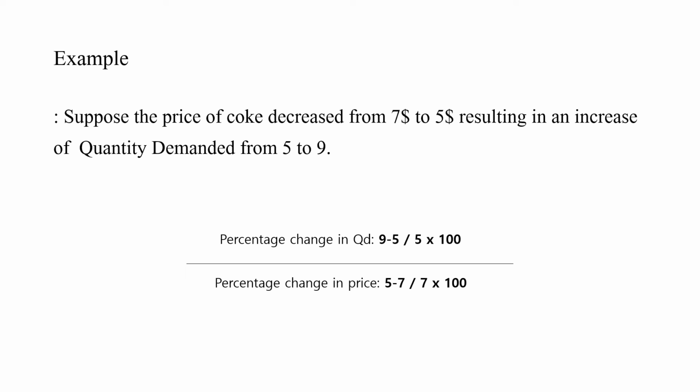We do the same thing for the percentage change in price. We subtract 7, which is the initial value, from 5, the later value, and divide that by 7, which is the initial value, and multiply that by 100, so we get the percentage. I hope this clears up what the percentage change means in the formula.